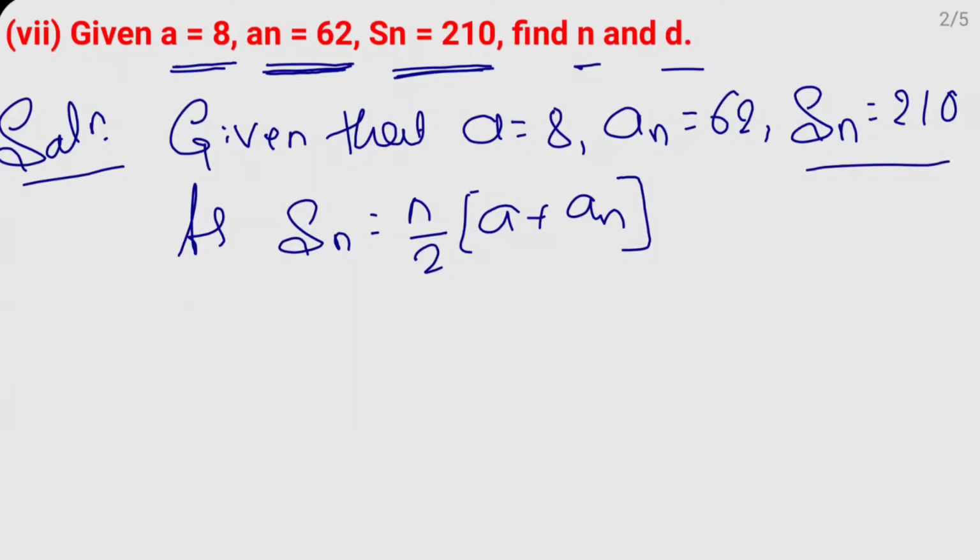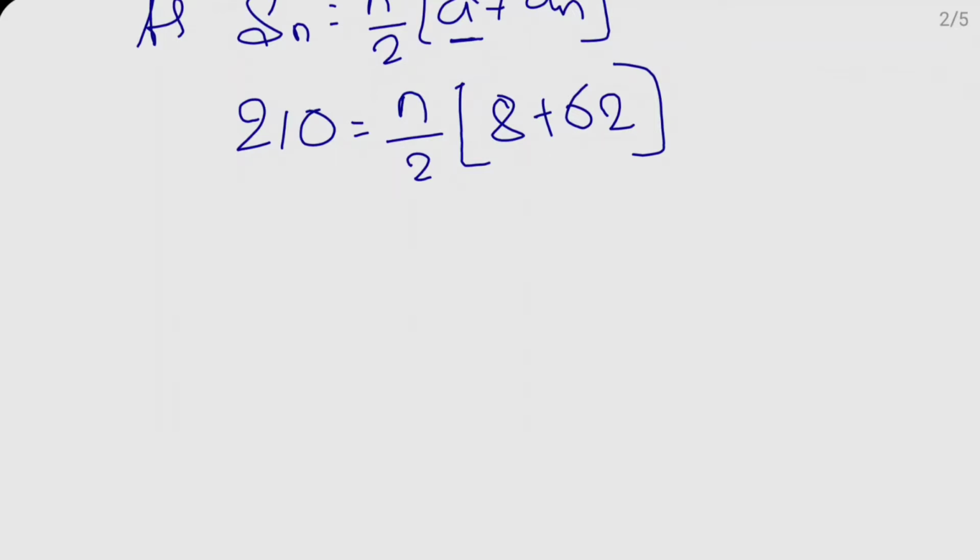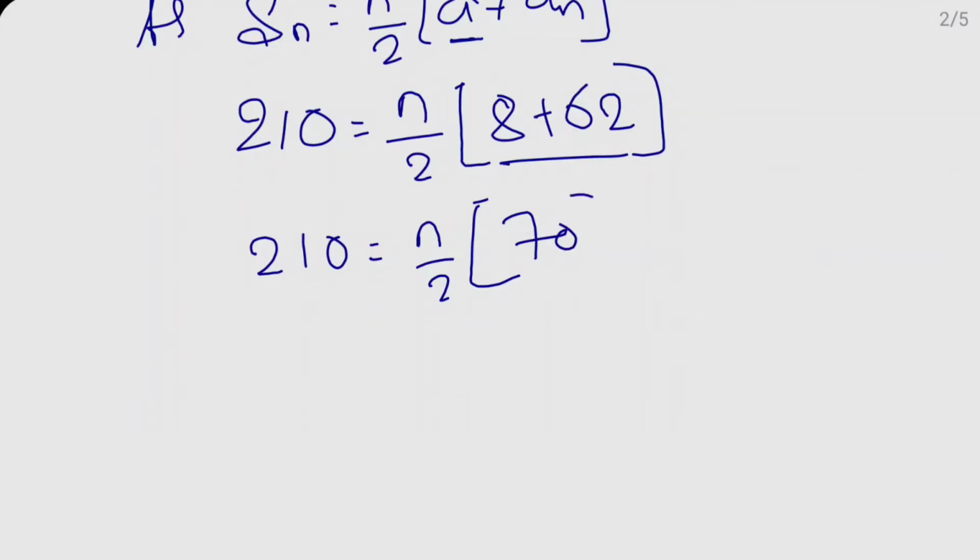So Sn they only given, 210, and this equal to n, we don't know, keep as it is, and 2 as it is, and a they only given, that is 8 plus an also they given, that is 62. Any doubt here? So here remaining term is n only, so find out here. So now here 210 as it is and n by 2 as it is, add these two, 8 plus 62 is 70, right?